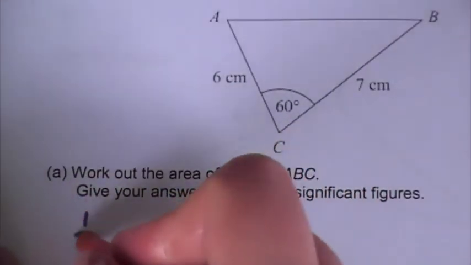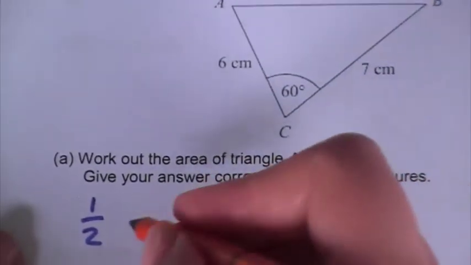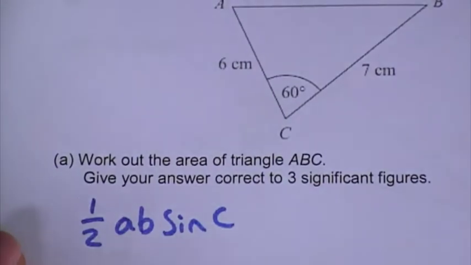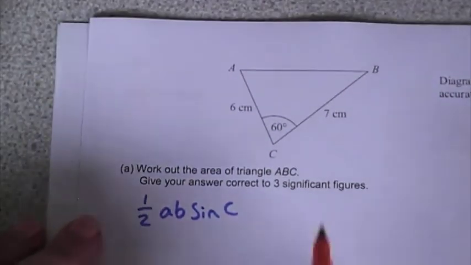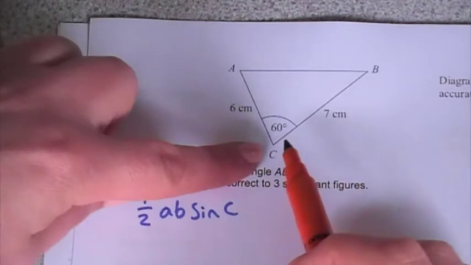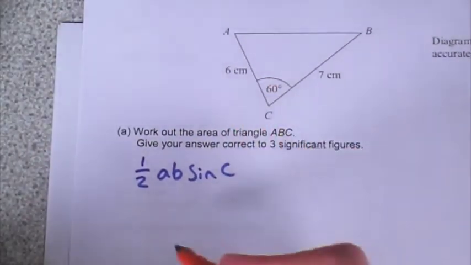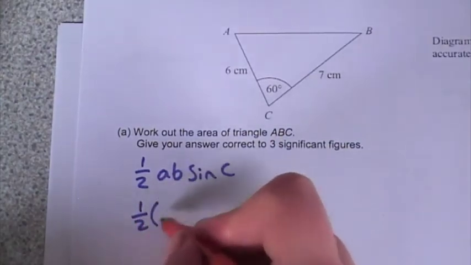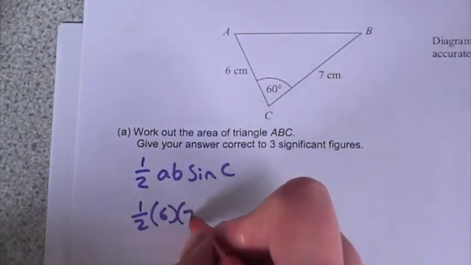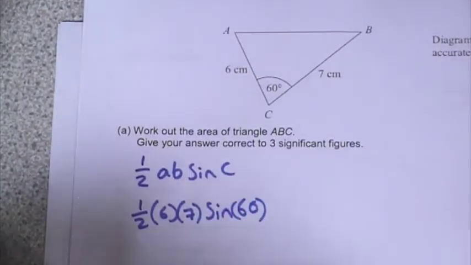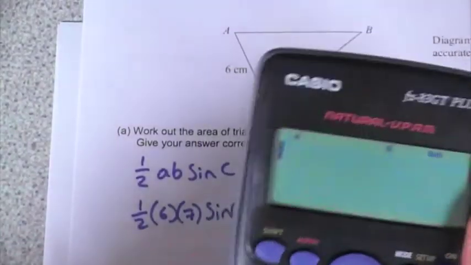I'm going straight to my formula book and I am writing down that formula for the area of a triangle, which is half ab sine C. And in this case, I do have two lengths sandwiching an angle, so I don't need to calculate anything else. I can just dump my values in. So there, half of 6 and 7 sine 60. So we'll quickly put that in.